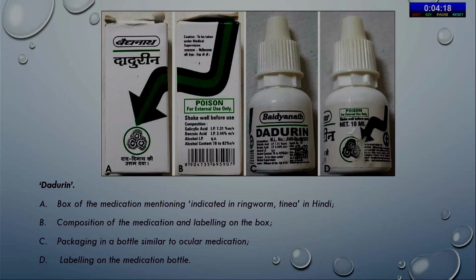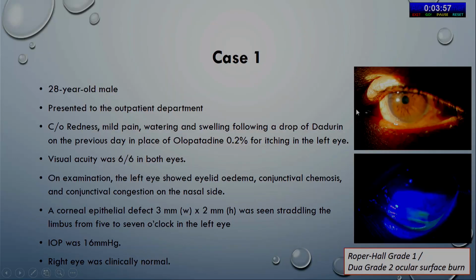This is the box of the medication mentioning the indication, which is ringworm and tinea in Hindi. This is the composition consisting of salicylic acid, benzoic acid, alcohol, and about 78 to 82% alcohol content. This is the eyedropper bottle containing that topical lotion, and the labeling on the medication bottle is poison. So the first case was of a 28-year-old male who presented with redness, mild pain, watering, swelling following a drop of Dadurin in place of olopatadine 0.2% for itching.